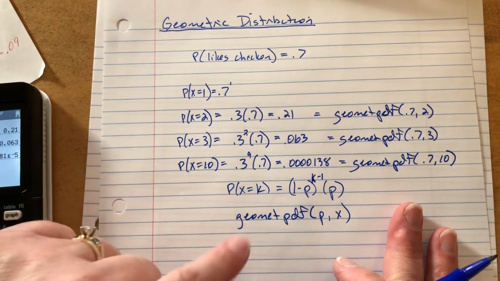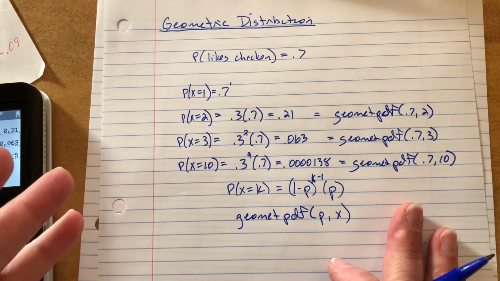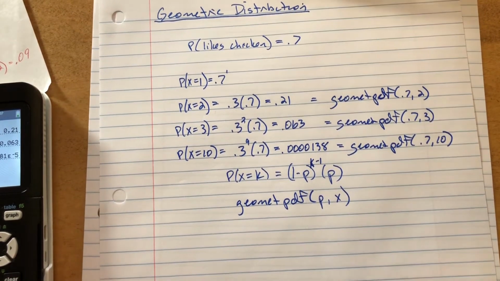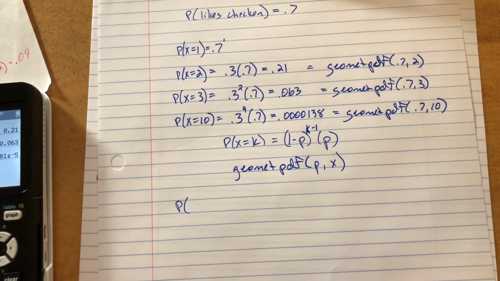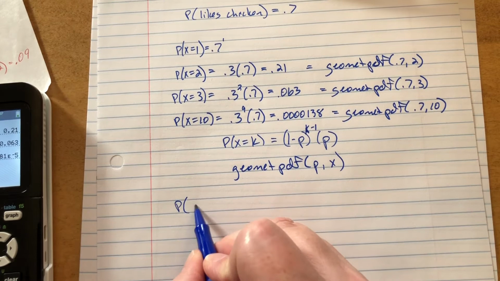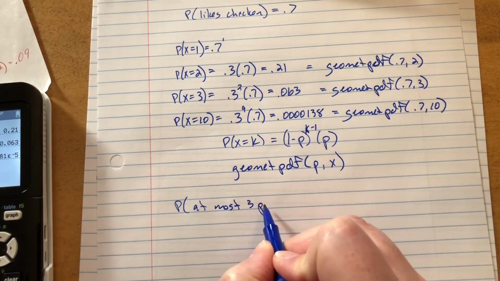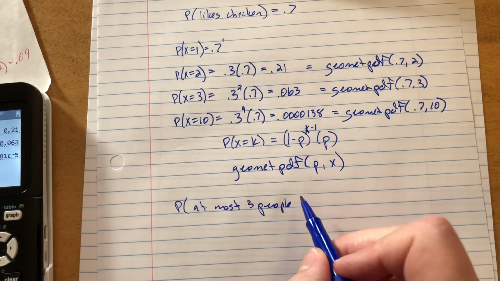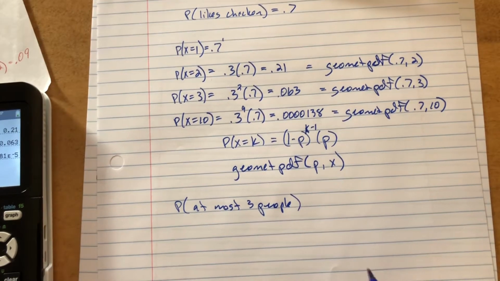But where this comes in handy is when we want to do cumulative. So let's change from, we'll do our chicken. Let's say, what's the probability I have to ask at most 3 people before I find someone who likes chicken, okay?